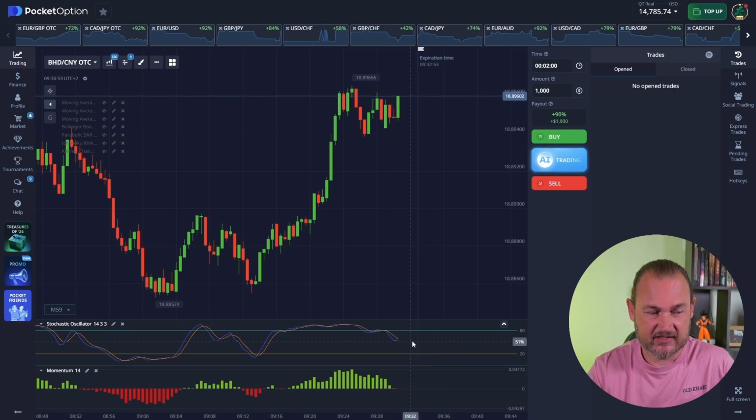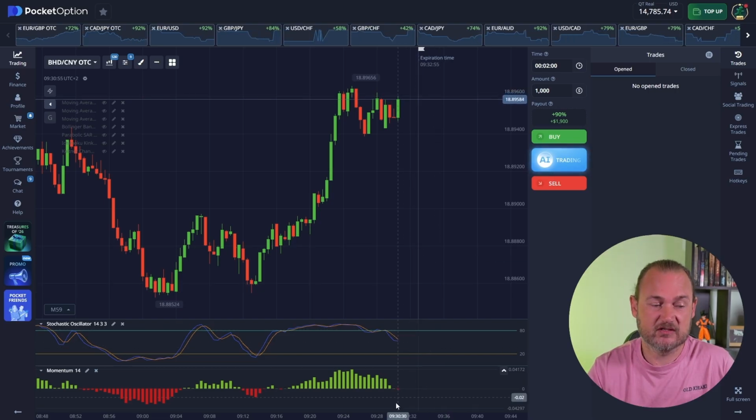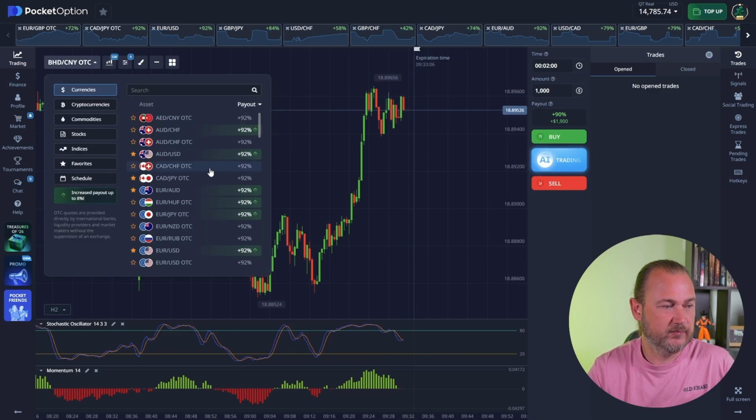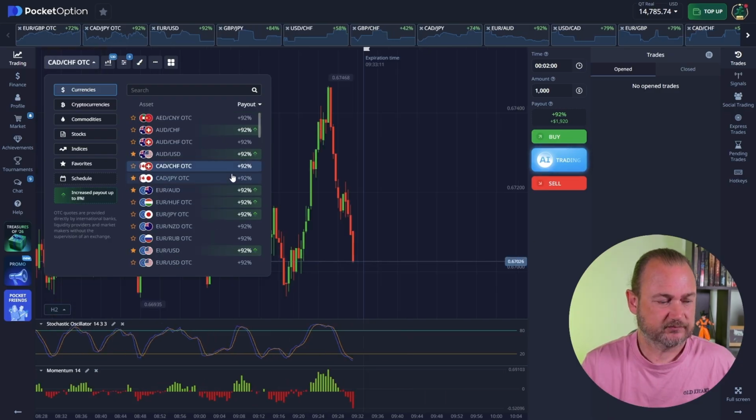We want to see the stochastic head back into the overbought zone, and we want to see a switch in momentum to bullish momentum. Unfortunately, it doesn't look like we're going to get that, so we're not really seeing what we wanted to, but we'll find something in a minute or two.